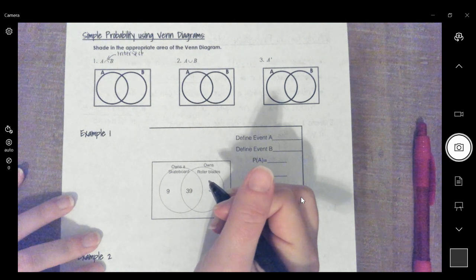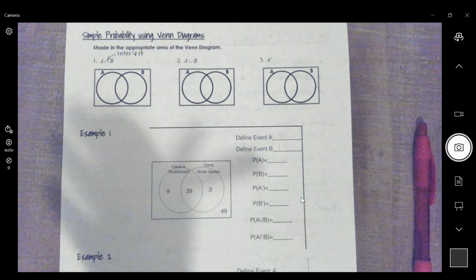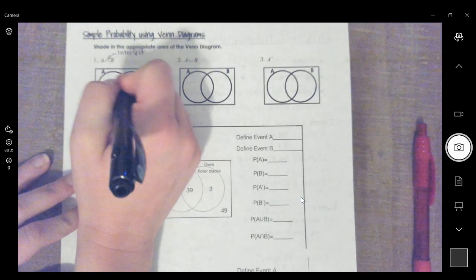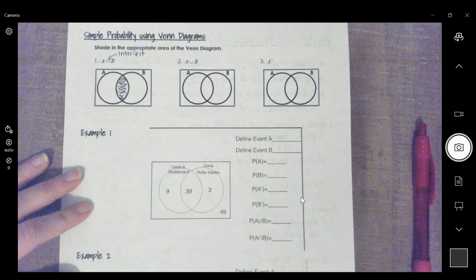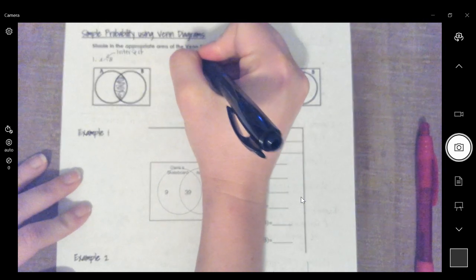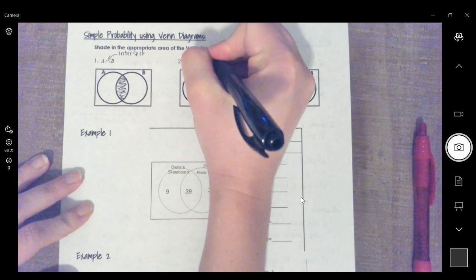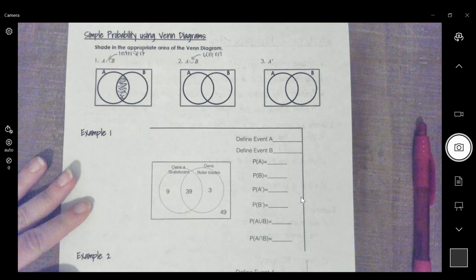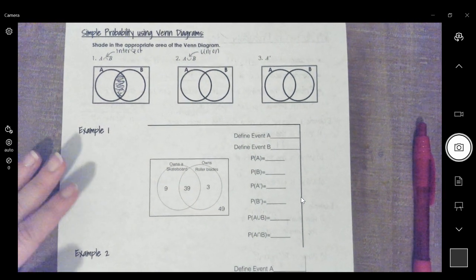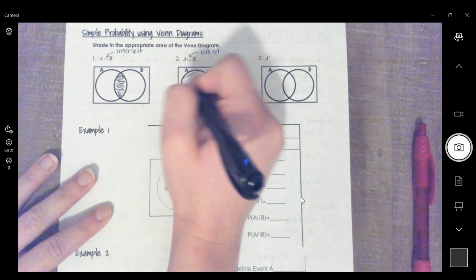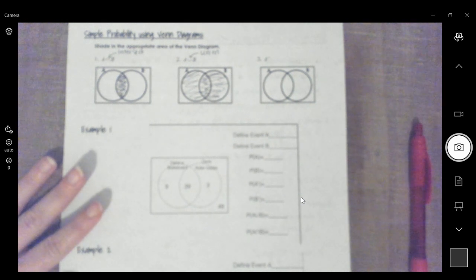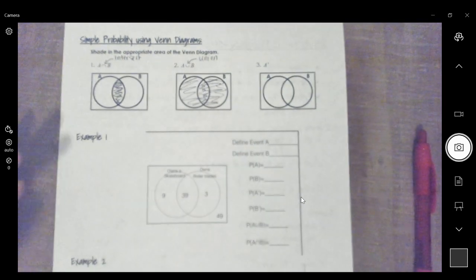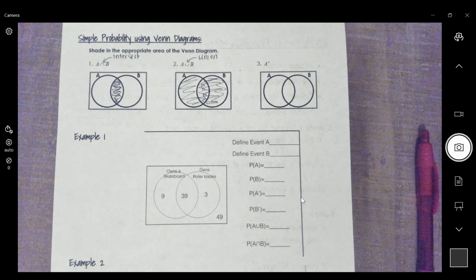So A intersect B is where they intersect or cross each other, or what they have in common. So that would represent this middle section here. Okay. Number 2, the one that looks like a U, that's union. That's putting A and B together. So anything that's inside A or B, even counting that part in the middle, because that part is in both, and that's fine. It is in at least one or the other.